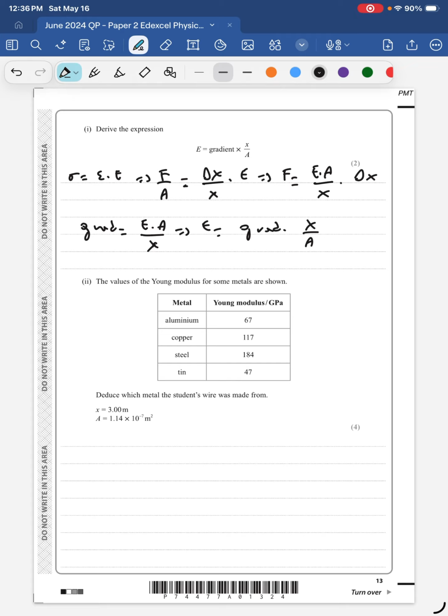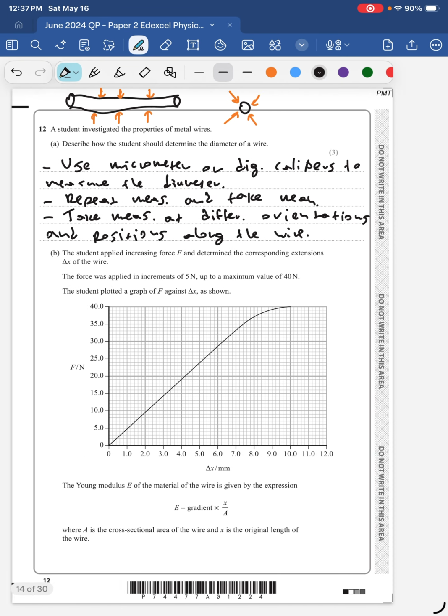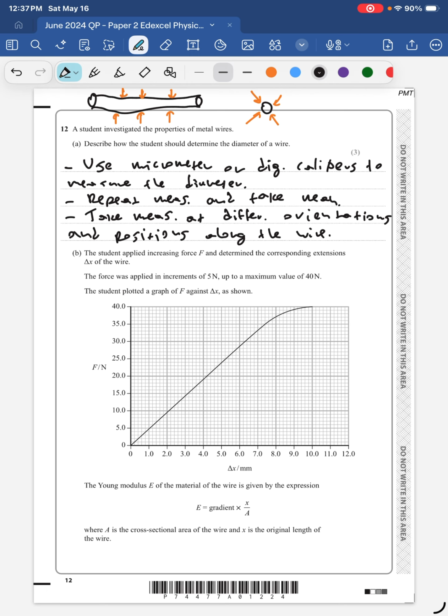The values of the Young modulus for some metals are shown. Deduce which metal the student's wire was made from. First of all, let's find the gradient, which is delta F over delta X. You can choose any 2 points you want. I chose here the point at 30. Delta F is this and delta X is that. I chose the origin and that point over there.